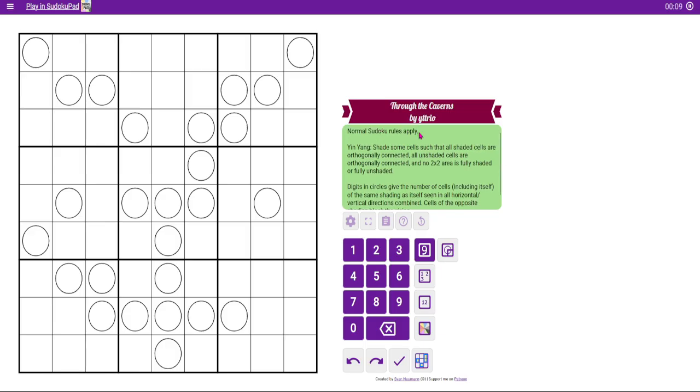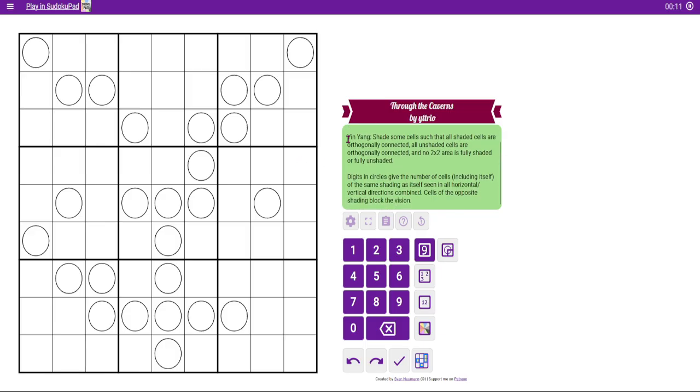Normal Sudoku rules apply. And then we have this yin-yang rule. Shade some cells such that all shaded cells are orthogonally connected, all unshaded cells are orthogonally connected, and no 2 by 2 area is fully shaded or fully unshaded. Now, what does this rule mean in the Sudoku?